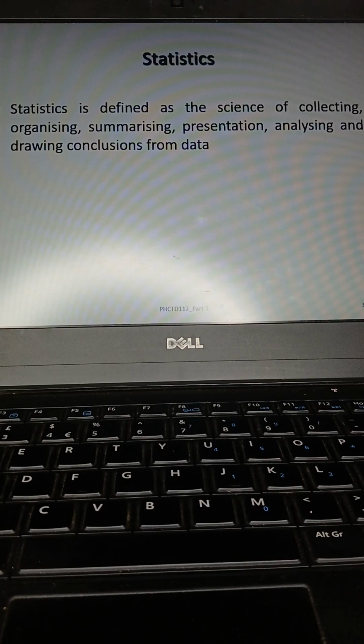In a situation whereby you have a research that you are working on, you have to collect the data first. It's after the collection of the data that you can organize it. After organizing, then you summarize it. So statistics is like a step-by-step method that involves the collection, organization, summarization, presentation, analysis, and interpretation, that is drawing conclusions from data.